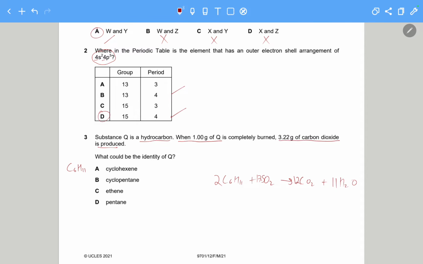You can write whole numbers, just multiply the whole thing by 2, that doesn't matter. So this is for option A. And now let's do this for all other options as well, and then we'll see where to go with that.